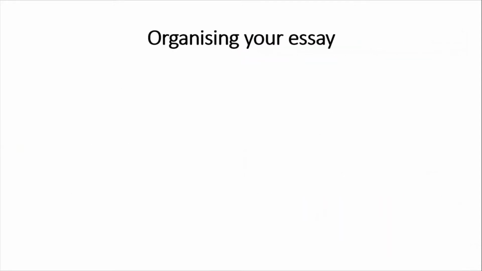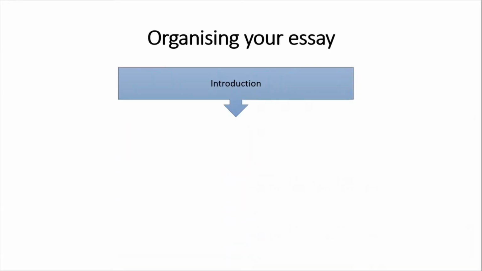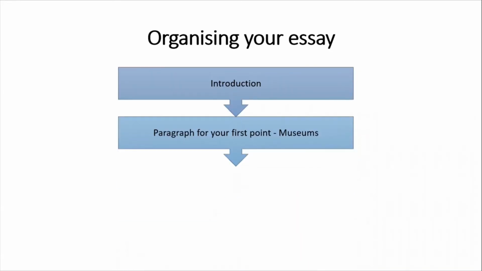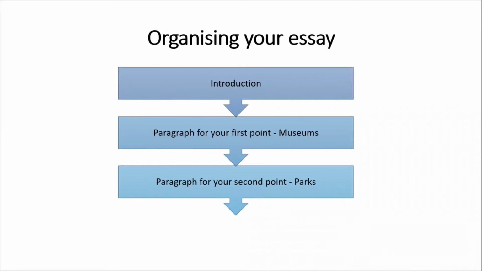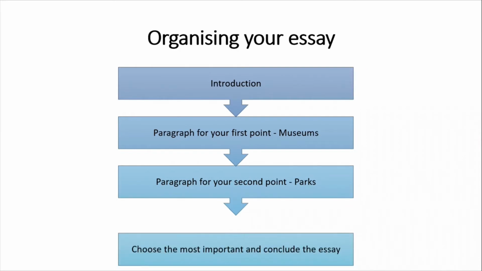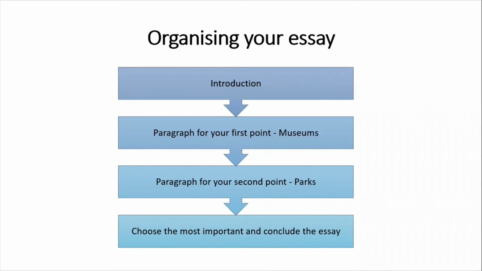Before we look at the completed example, let's look at how it's organized. The first paragraph is the introduction. The next paragraph is the first point we've chosen here, which is about museums. The next paragraph then is about the second point, which is parks. And finally, the last paragraph will decide which of these two is more important to fund, and it will conclude the essay. Let's move on to the introduction.